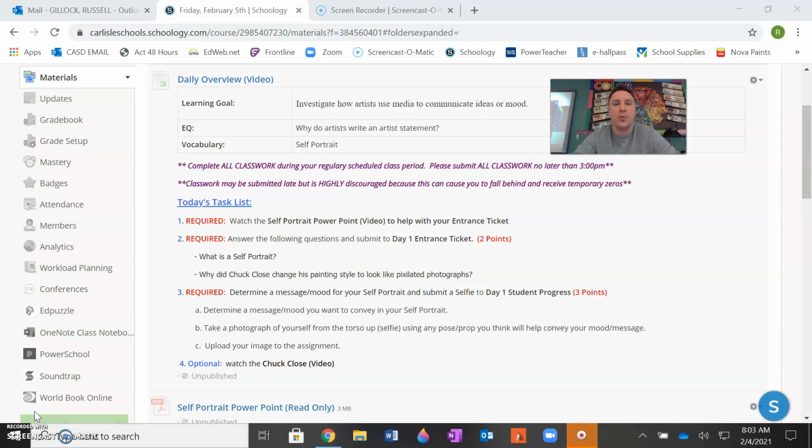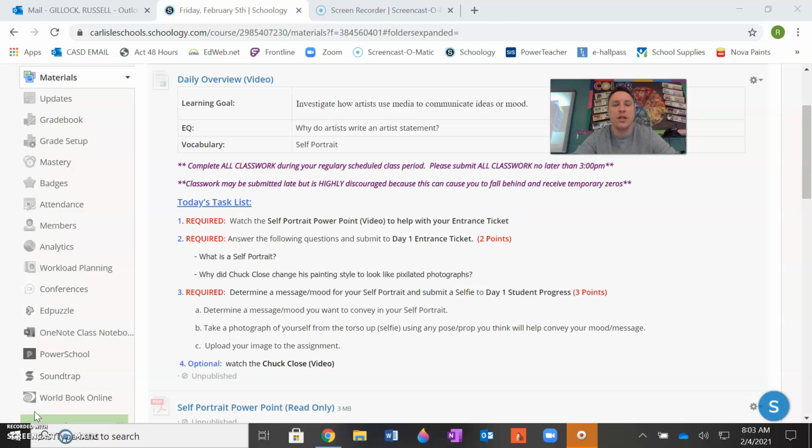Then your vocabulary word is self-portrait. That'll be discussed in a later video. So go into your task list of what you're actually going to complete today. We are first going to watch a self-portrait PowerPoint video. It's a short video that's going to help with your entrance ticket. And then with step 2, you're actually going to complete your entrance ticket by answering the 2 questions below.